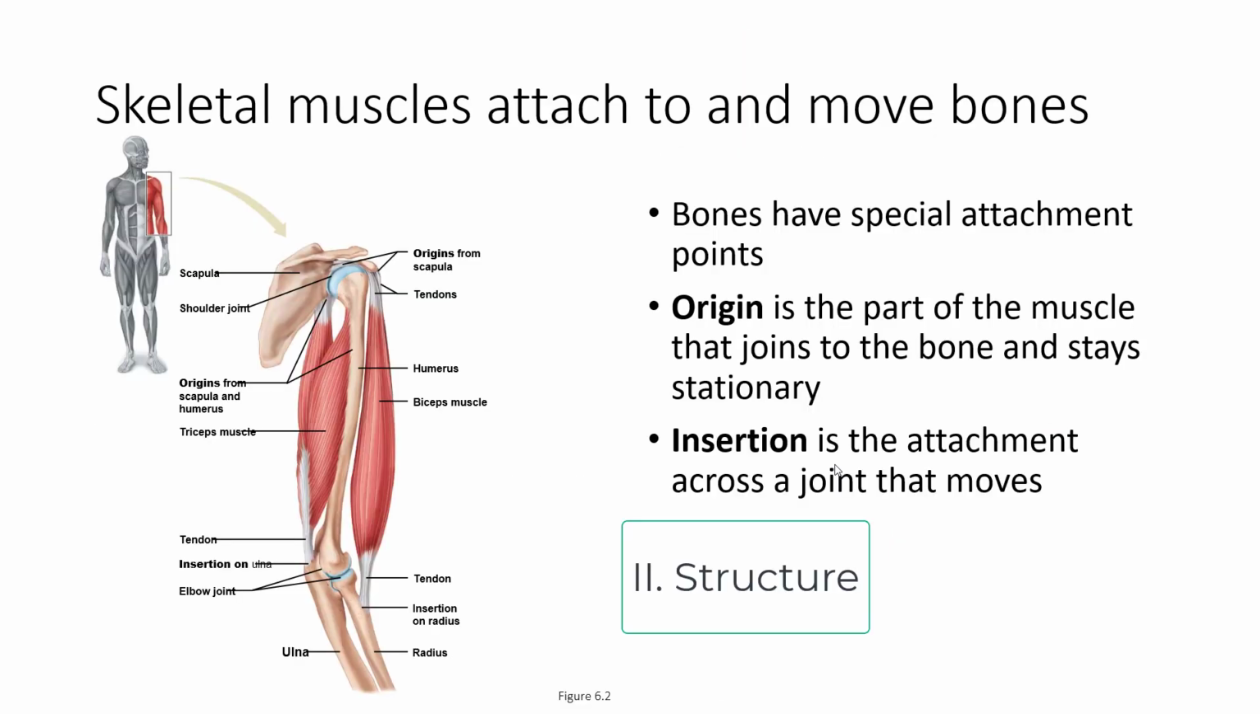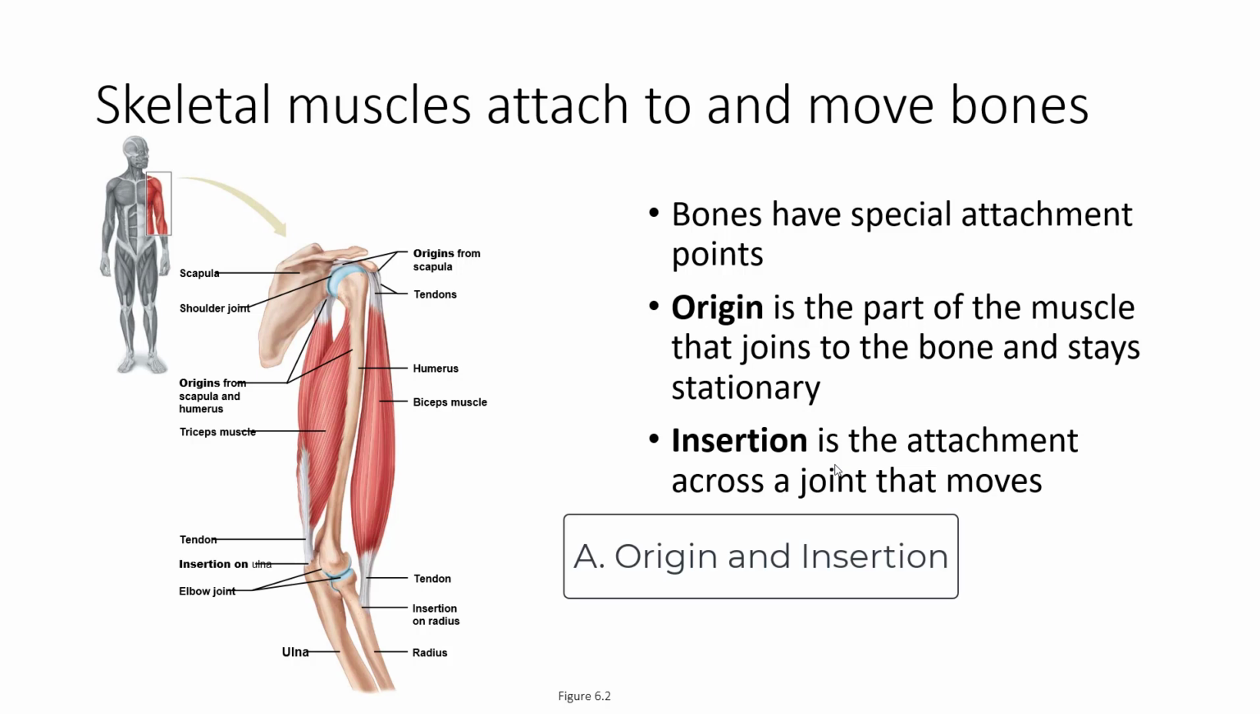Bones have special attachment points, and these attachment points attach to tendons and will attach to skeletal muscles. The origin is the part of the muscle that joins to the bone and stays stationary, whereas the insertion is the attachment across a point that moves.